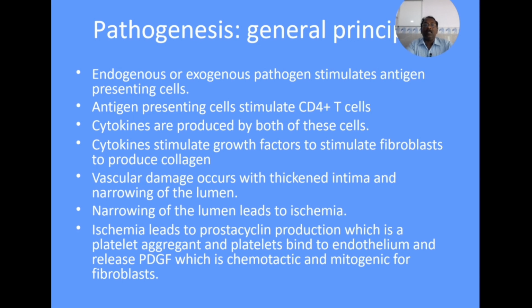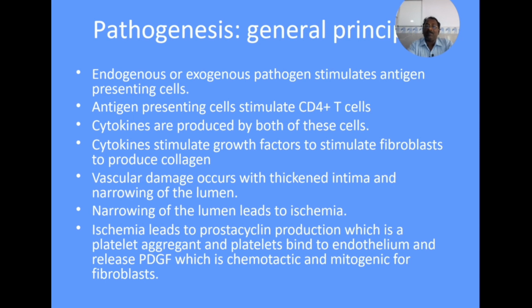This is the pathogenesis of systemic sclerosis. Endogenous or exogenous pathogens stimulate the antigen presenting cells. These antigen presenting cells stimulate the CD4 T cells. Then cytokines are produced. The cytokines stimulate growth factors, which stimulate the fibroblasts to produce collagen. Collagen types 1 and 3 are responsible for this accumulation in systemic sclerosis.